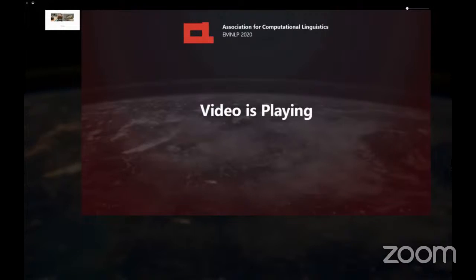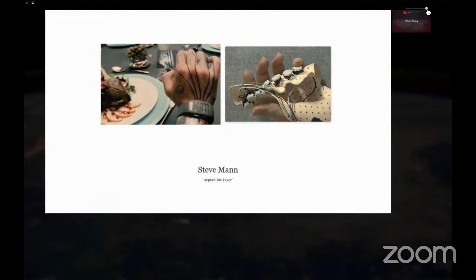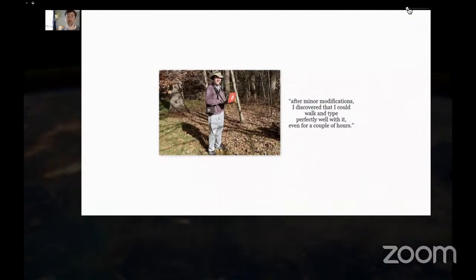On the left is a concept from the movie Children of Men, which is inspired almost certainly by the septambic keyer by Steve Mann many decades earlier. You may have seen this blog post as well a few years ago. Stephen Wolfram not only takes his video conferences out on a walk, but he actually writes software while he's walking. He talks about how he bought a strap.